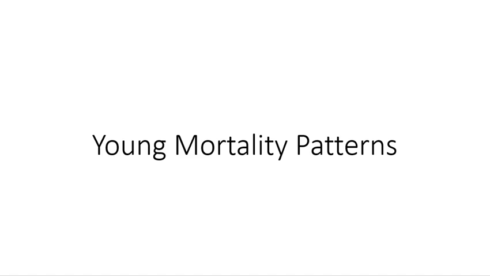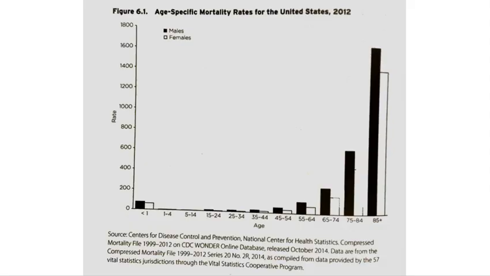Hi, this presentation will cover the topic of young mortality, and that will include infant mortality and other subsets of that. We can begin by looking at age-specific mortality rates. This is the United States for 2012, and what you see is this kind of J shape because we have low mortality rates, particularly at younger ages, going up to over 85.